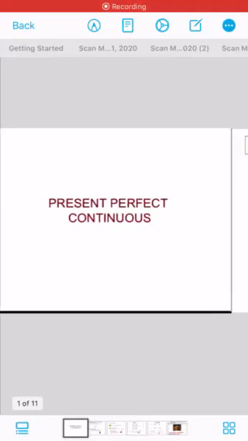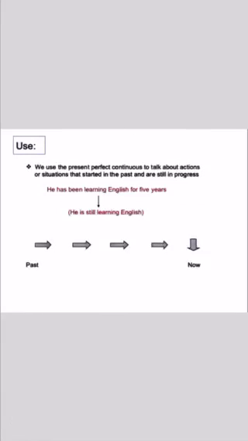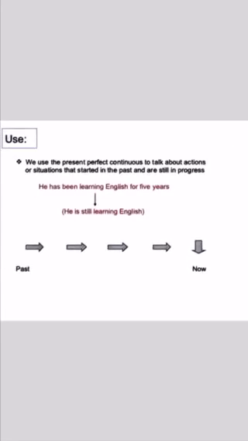Today we are going to talk about our grammar in Unit 9. Let's talk about present perfect continuous or present perfect progressive. It's the same meaning. Okay, now let's start with the uses of the present perfect continuous or the present perfect progressive. The first use is when we use the present perfect continuous.